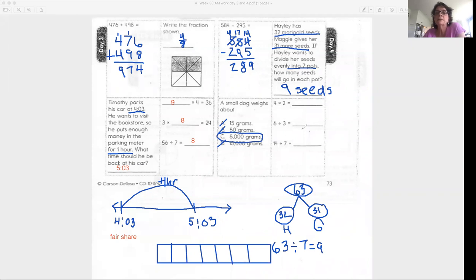All right, and then our last one here is simple multiplication and division equations. 4 times 2 equals, that's right, 8. Remember, you can use skip counting. 6 divided by 3 equals 3, 6, 2. That's your answer there. And 14 divided by 7, can use skip counting. 7, 14, your answer there is 2. All right, boys and girls, I hope I cleared up any misunderstandings you may have on day 3 and day 4 of this week's morning work.